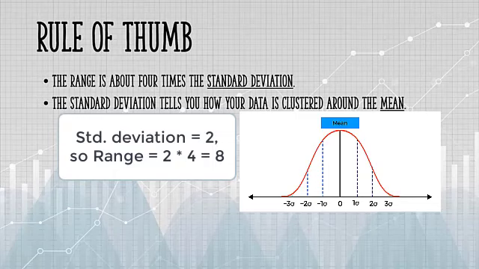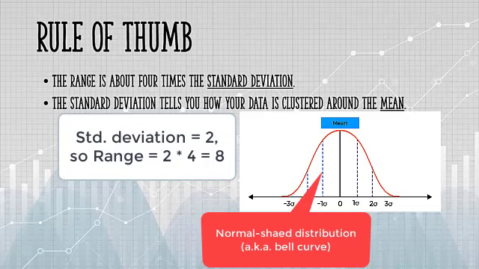The range rule of thumb doesn't work that well to find a range for small data sets, and it doesn't work at all if your data doesn't fit a normal distribution. That's why you'll rarely see it used in statistics.